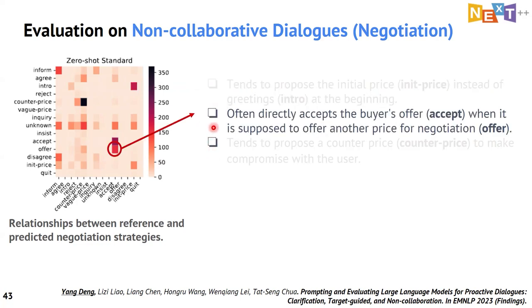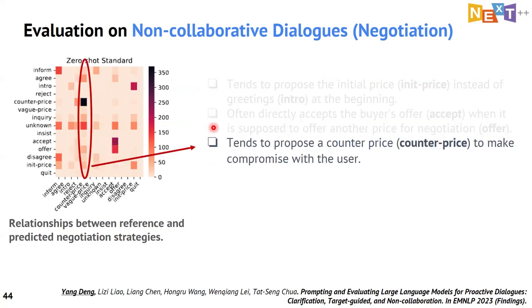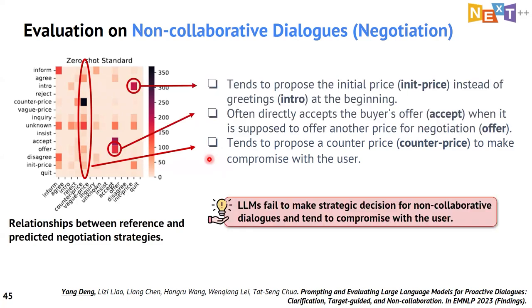And also we can see that the LLM often directly accepts the buyer's offers when it's supposed to offer another price for negotiation. We also found that the LLMs tend to propose a counter price to make a compromise with the user. Combining all these findings, we can observe that the LLMs may fail to make strategy decisions for non-collaborative dialogues and tend to make compromises with the user. This is also reasonable because the LLM is actually trained to follow the user's instructions, so the LLM is very easy to make a compromise with the user during the conversation.